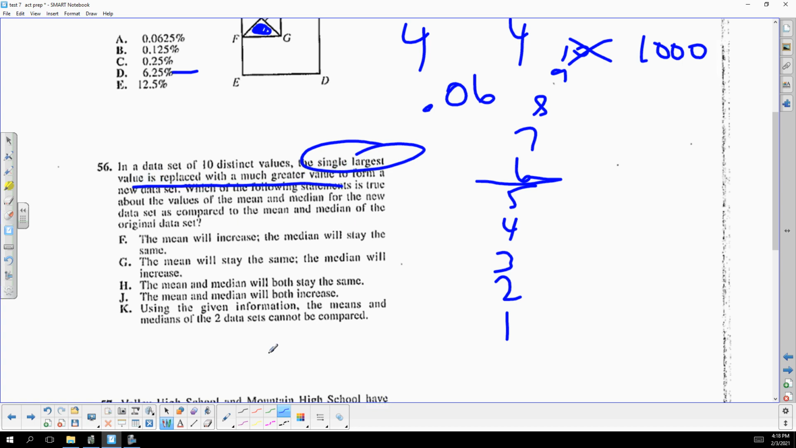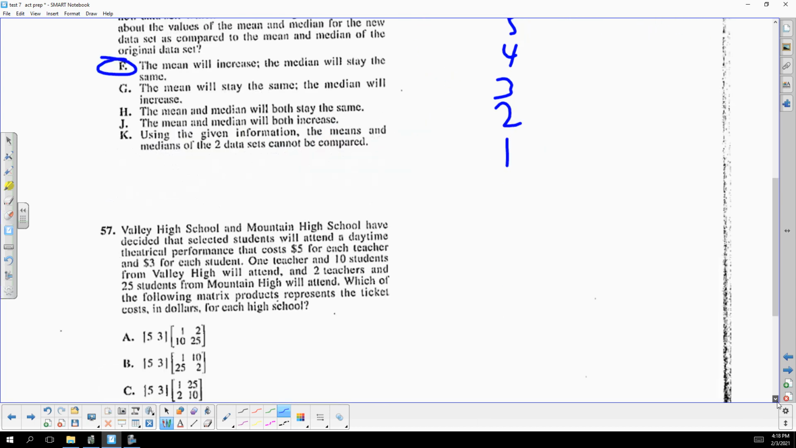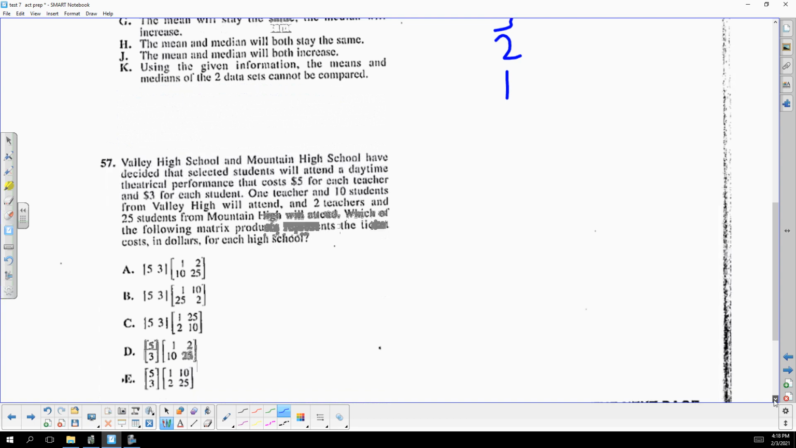So the answer is F. The mean goes nuts, but the median stays put. Again, that's that problem. I call it the Bill Gates problem.